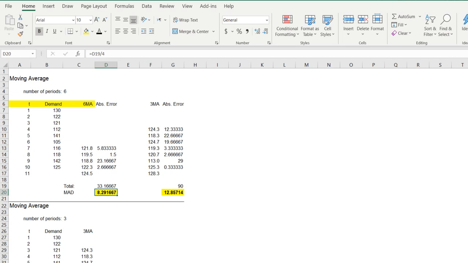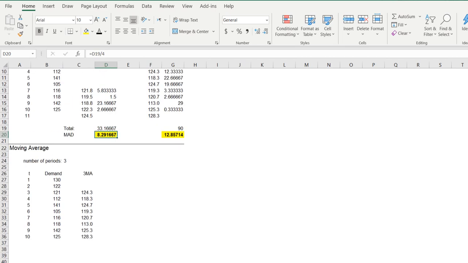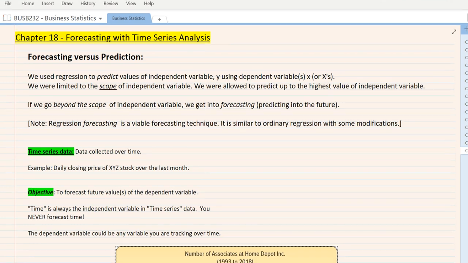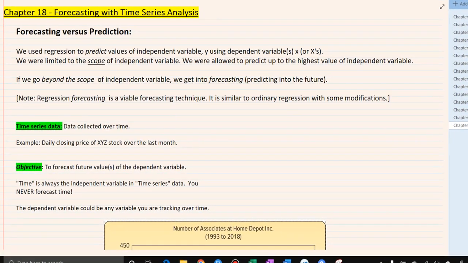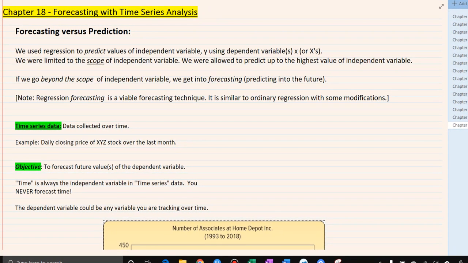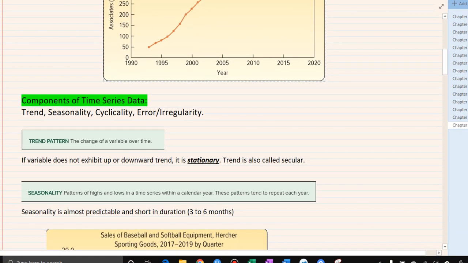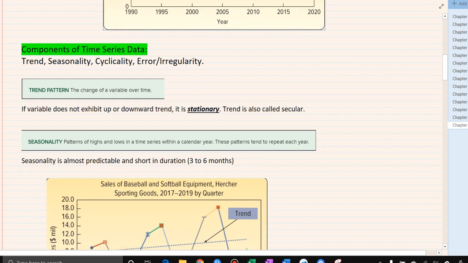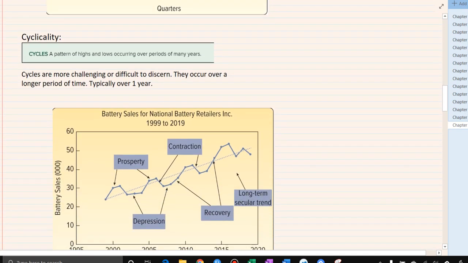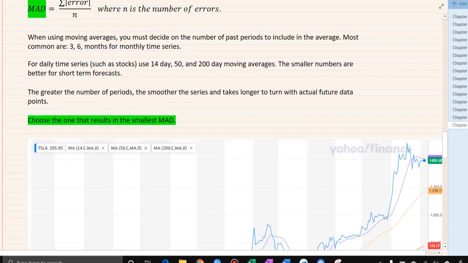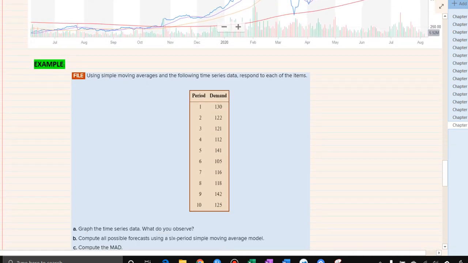All right, so we're done with this lecture. Let me go back to note, and in my note everything looks fine. Let me bring it lower, and okay, we're good. So again, to wrap up, we just talked about components of time series, and in our discussion we only talked about simple moving averages, and that should do it.